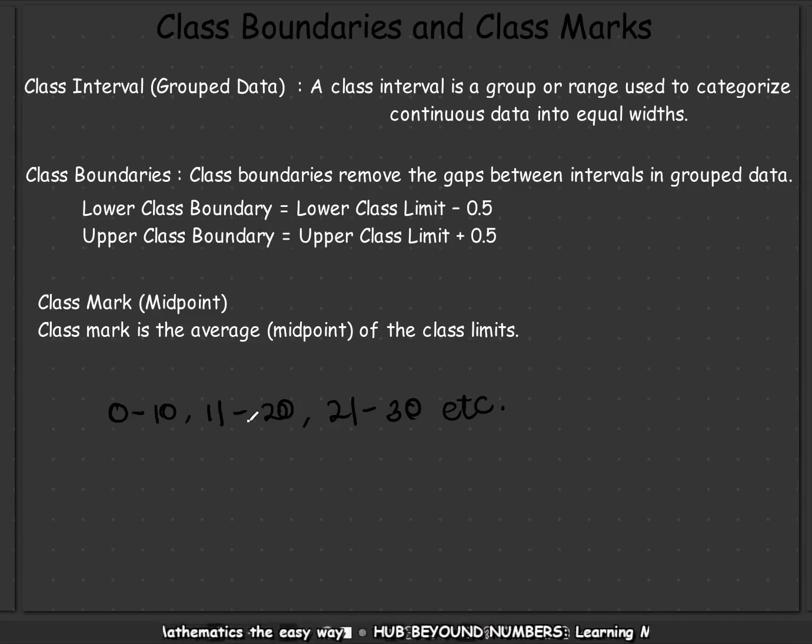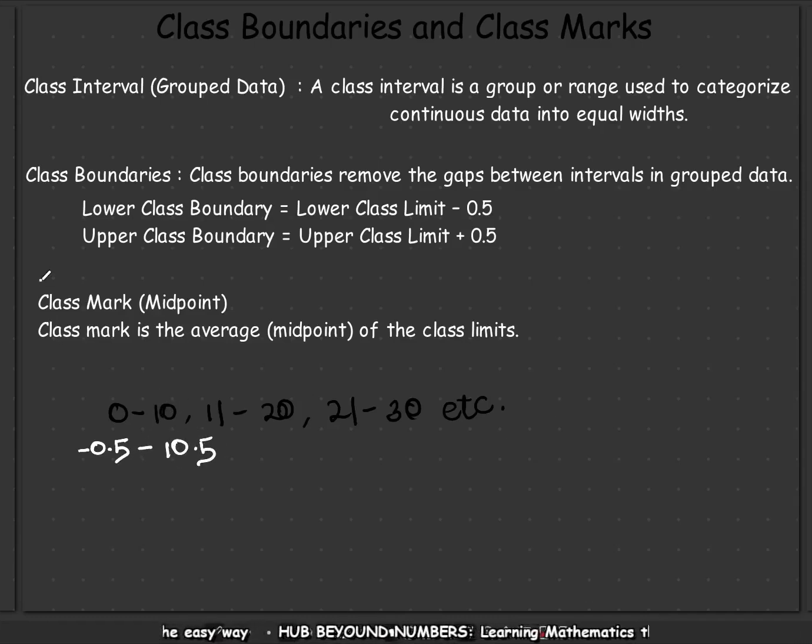These same intervals we have written over here are what will help us get our class boundaries. We subtract 0.5 from the lower class limit and add 0.5 to the upper class limit. In so doing, for this one, we have 0 minus 0.5, and that gives us negative 0.5. Then for this one, we have to add. If we add 0.5 to the 10, we get 10.5.